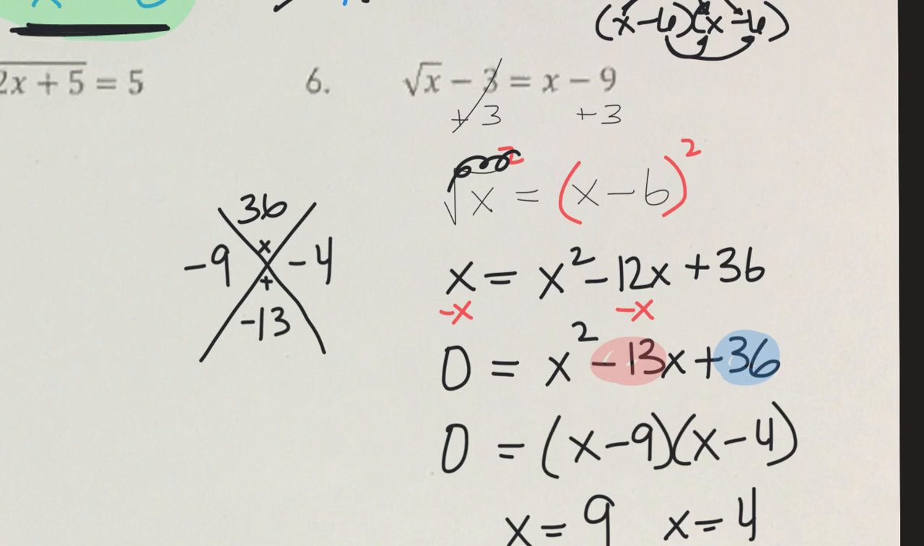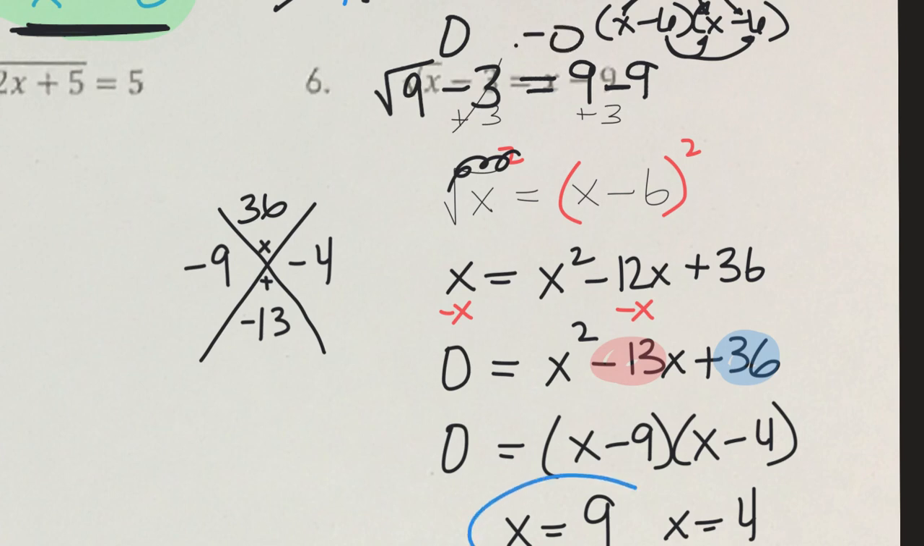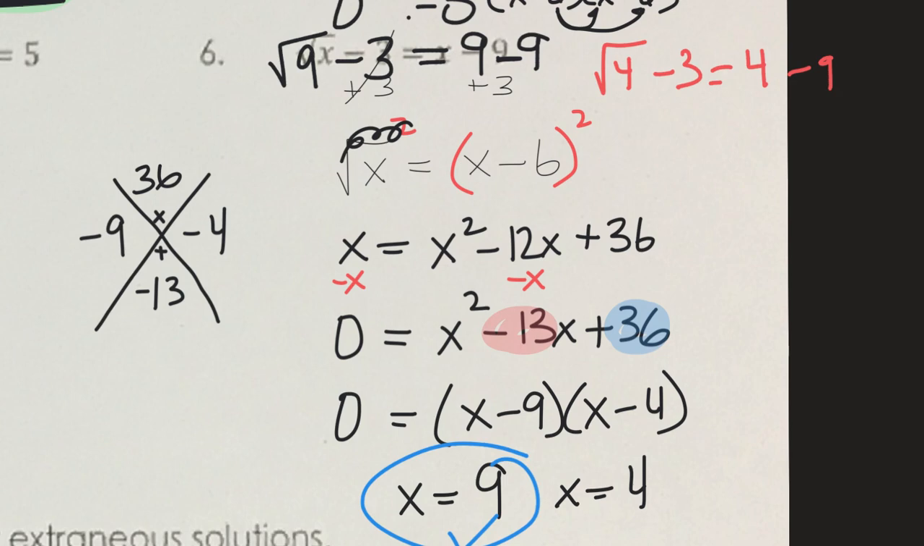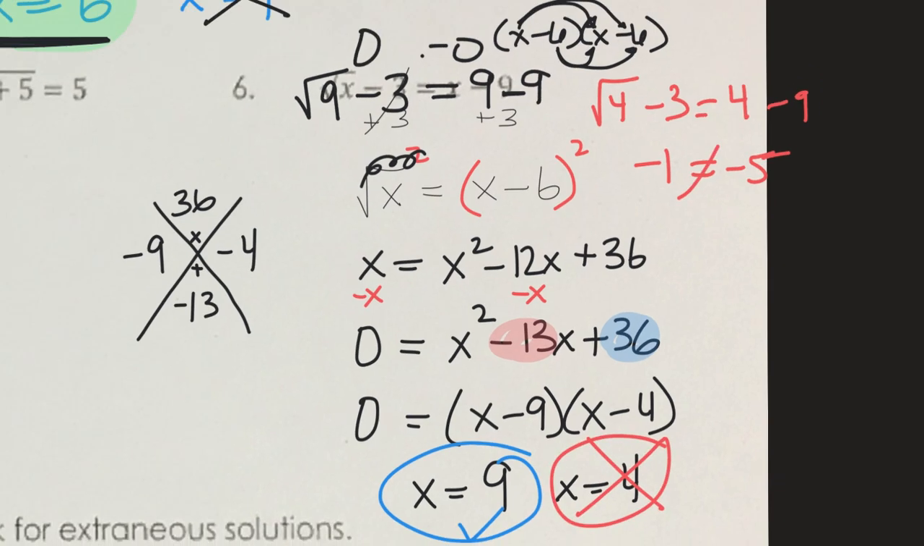Is the square root of 9 minus 3 the same thing as 9 minus 9? Okay, and this of course gives you 0. 3 minus 3 equals 0, so check. 9 is a good answer. And now we go to our 4. Is the square root of 4 minus 3 the same thing as 4 minus 9? Okay, and this is going to be negative 1, and this is going to be negative 5, which is not equal. So positive 4 is once again an extraneous solution.